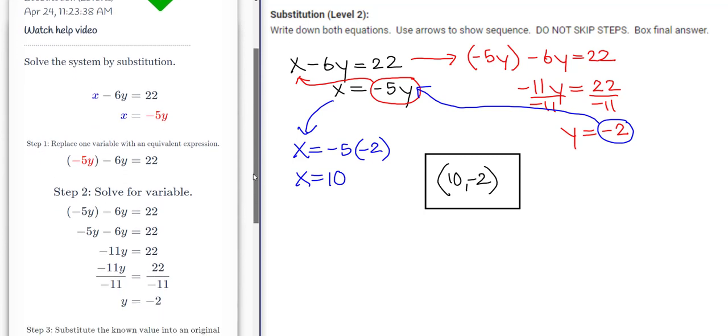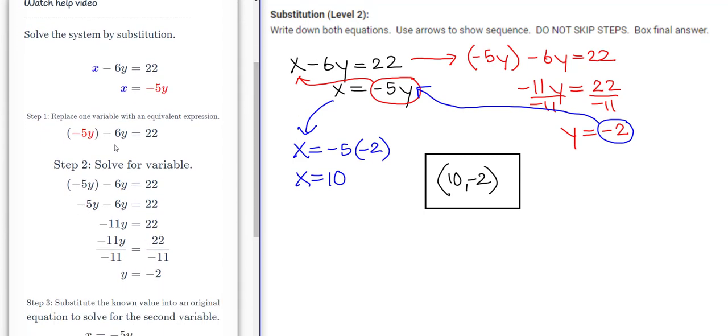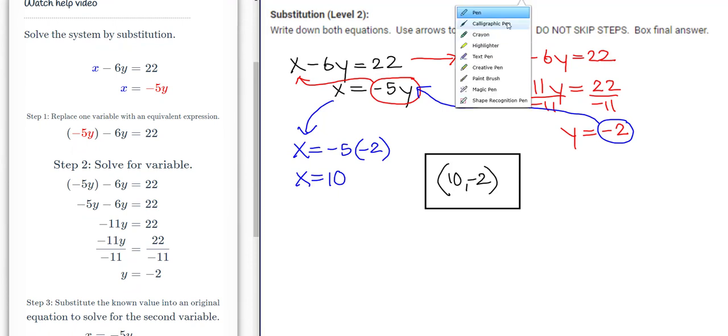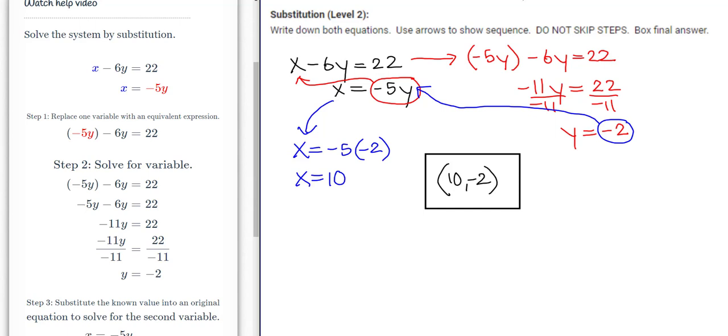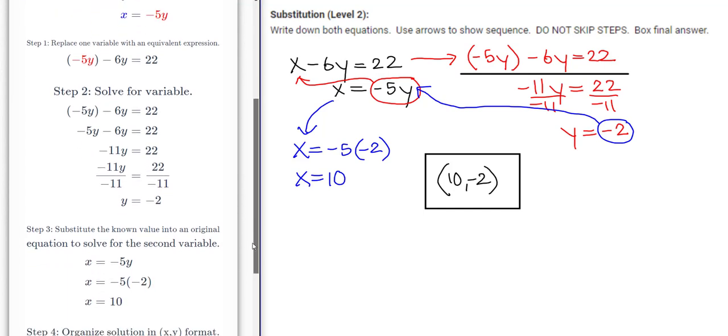I actually want to see his steps. So yeah, he put in negative 5y just like we did over here. So this step, actually, let me go and just underline this. This step is the same as his right here. And then it simplifies. That makes sense.